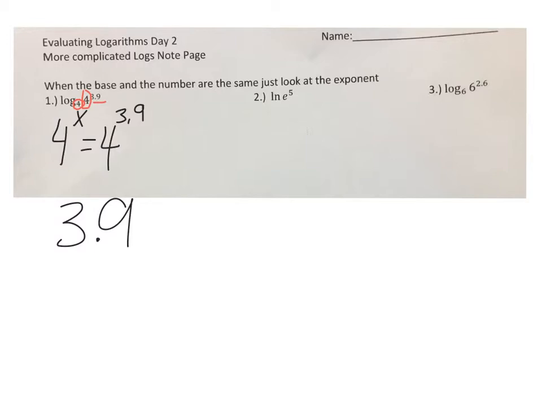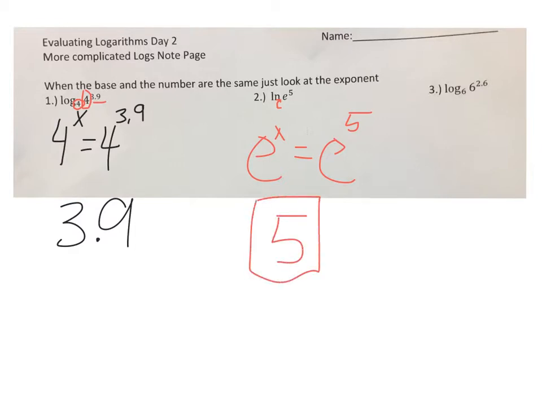Okay, so now if I look at this next one, I have ln of e to the fifth. Well, remember, ln means base e. Okay, base e. So I'm going to have e to the what is going to be e to the fifth. So now that I have those same bases, I can look at my exponents. So we just know that x is going to have to be 5.